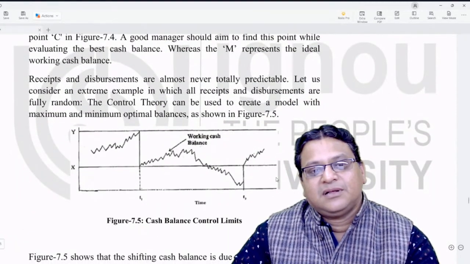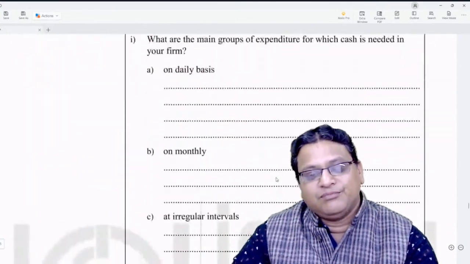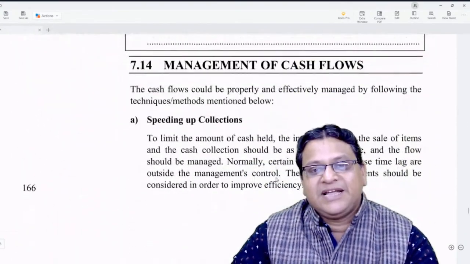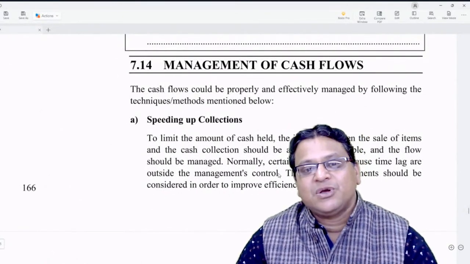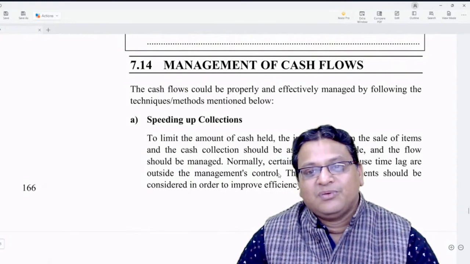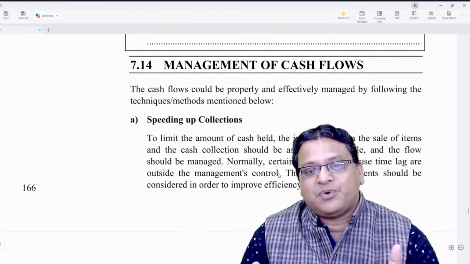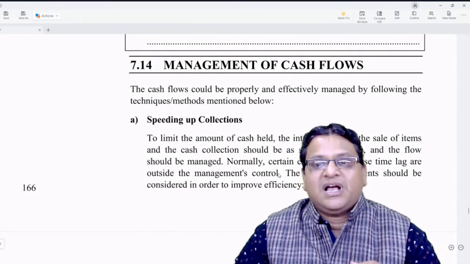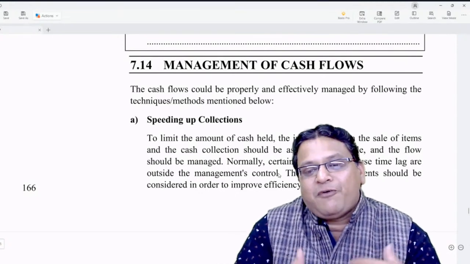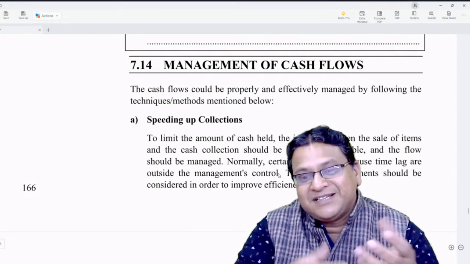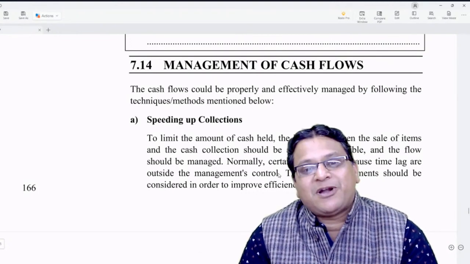Next, a business should maintain an optimum level of cash. Next one is management of cash flow. How will a business manage cash flow? Generally, a business must manage cash. There are two types of cash flow: one is inflows, another is outflows. Always the business should try to speed up the inflows. Paisa jaldi jaldi aaye aur paisa late mein jaye. This is the concept of management of cash flow.